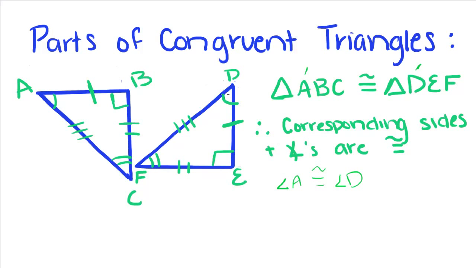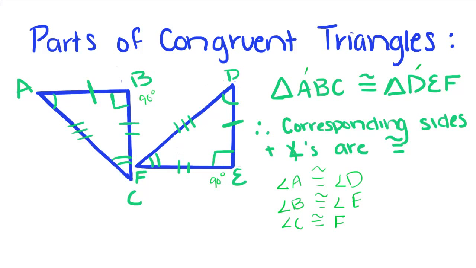So angle B has to be congruent with angle E, which we know is true because angle B is a right angle, which is 90 degrees, and angle E is also a right angle, which is also 90 degrees. And angle C, this last angle, has to be congruent with angle F, which we know is true.